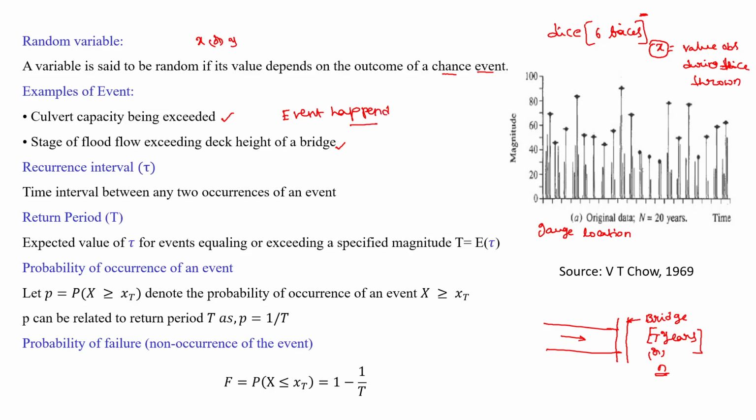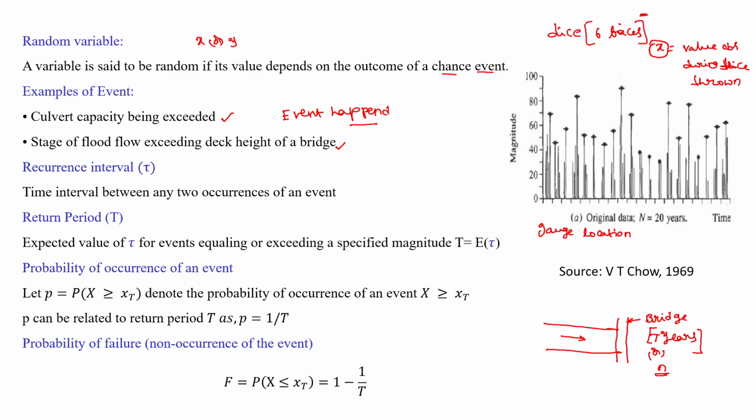Our interest is to design a structure such that we can predict the probability of this particular event occurring. Suppose we design a culvert which serves for 50 years. Suppose we say that in 50 years the risk of flooding may be some value. That kind of analysis we will perform here. These are the examples of events: culvert capacity being exceeded, and stage of flood flow exceeding the deck height of the bridge.